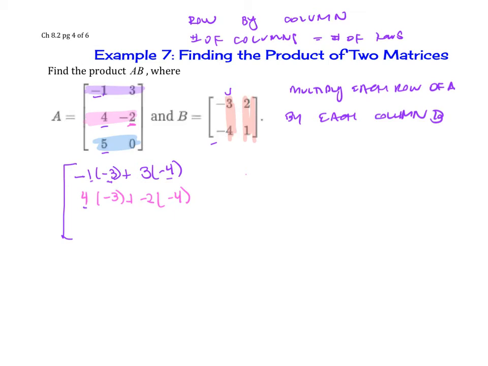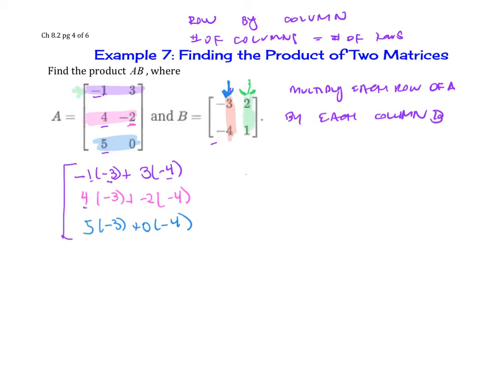Okay, let's do this third row. So this is 5 times -3 plus 0 times -4. Okay, so we dealt with those rows and we started with this first column. And now we're going to work with the second column here. Maybe I'll color code that a little bit differently, so this will be our green, and that's what we're working with right now.